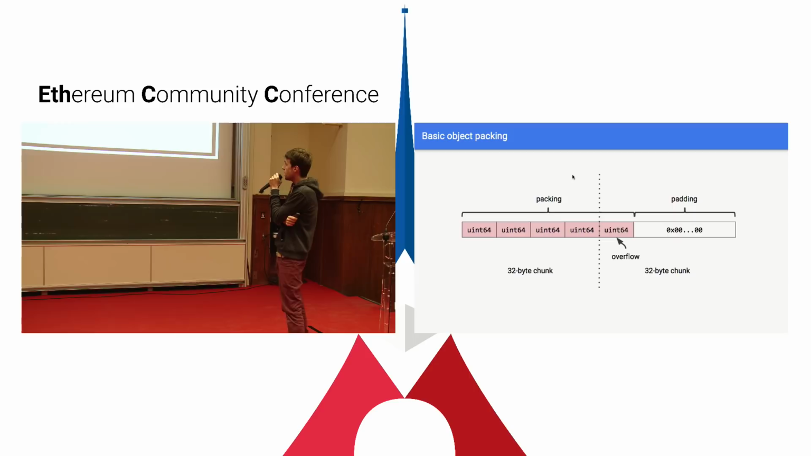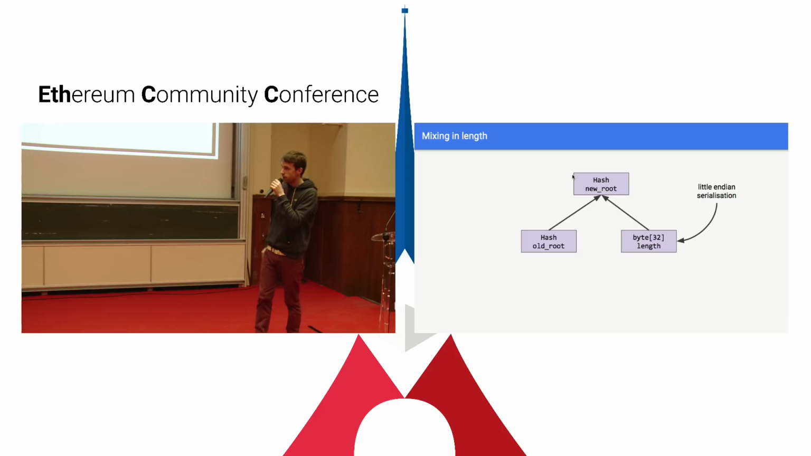Okay, so now let's talk about basic object packing. So I have these uints, for example, and I have 5 of them. Each uint is 8 bytes, so I'm going to pack them as much as possible in chunks. And there might be this overflow, so the fifth one is overflowing the chunk. That's not a problem. I add a little bit of padding to the last chunk, and that's my packing function. So that's just a helper to explain how the Merkleization works.